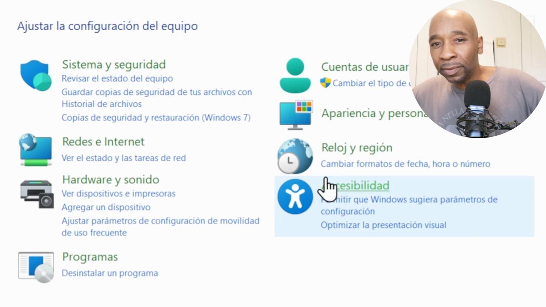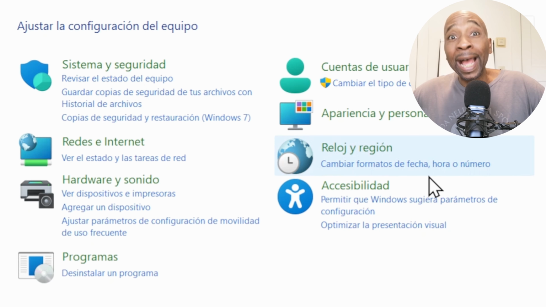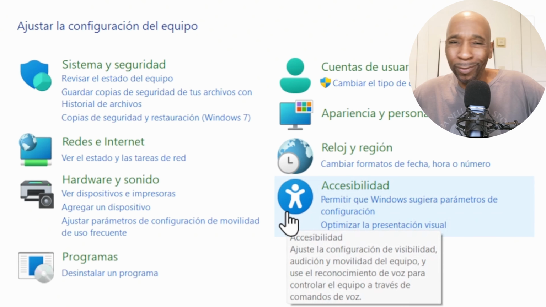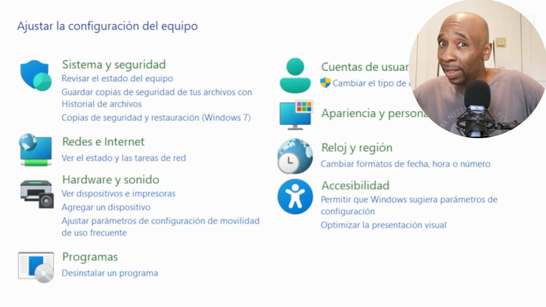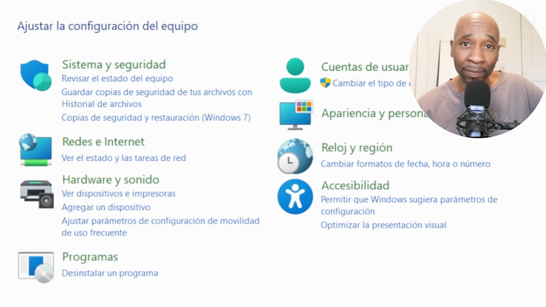Okay? Now let's go to the next one, which is accesibilidad. Accesibilidad. Okay? Think about it and look at that icon. We've seen it before. Think about it. Accesibilidad. What does it kind of sound like? That's right. Accessibility.